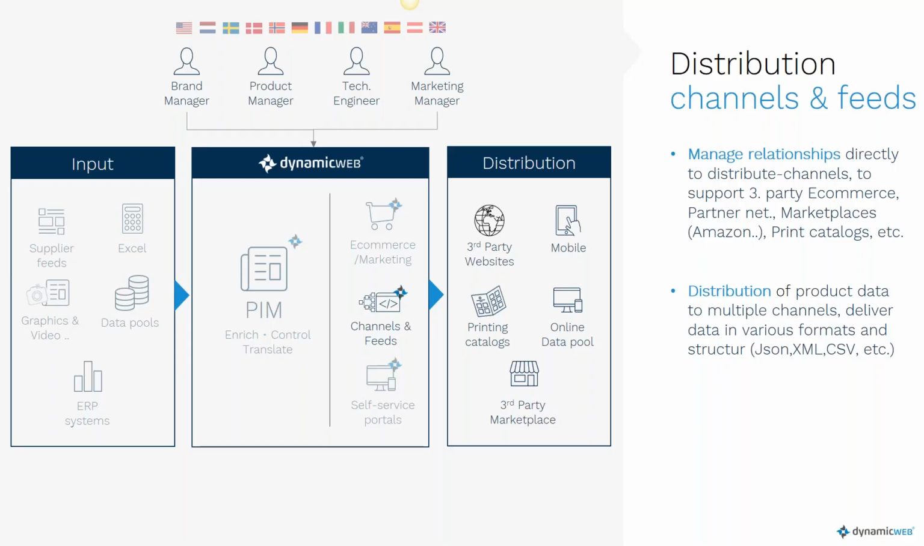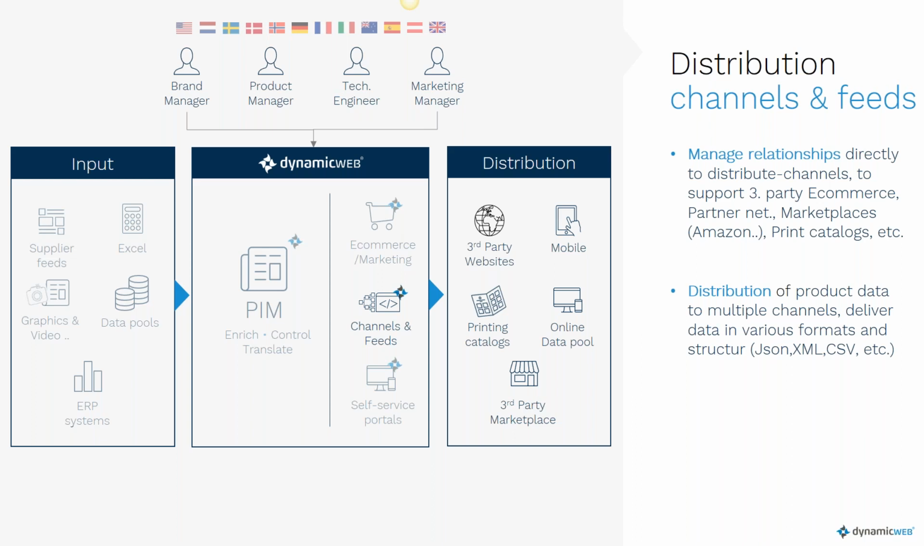If we look at this drawing, we can say that in our Dynamicweb PIM setup, we are dealing with different input sources. We have to integrate to these sources. We have the PIM solution where we can maintain, enrich, and control all our products and the enrichment process. And we can, of course, link them to our e-commerce and the marketing modules in our all-in-one platform.